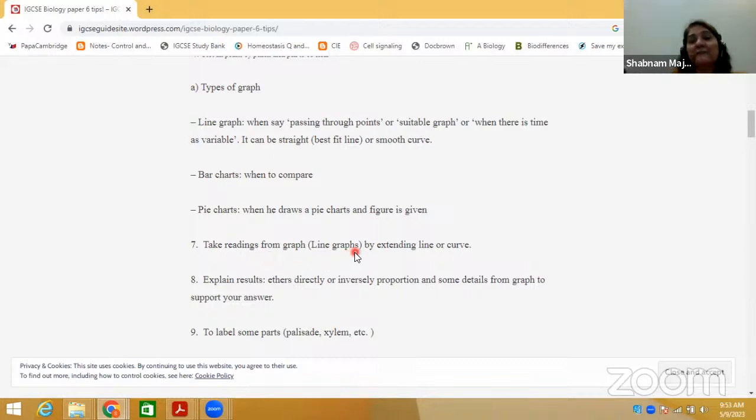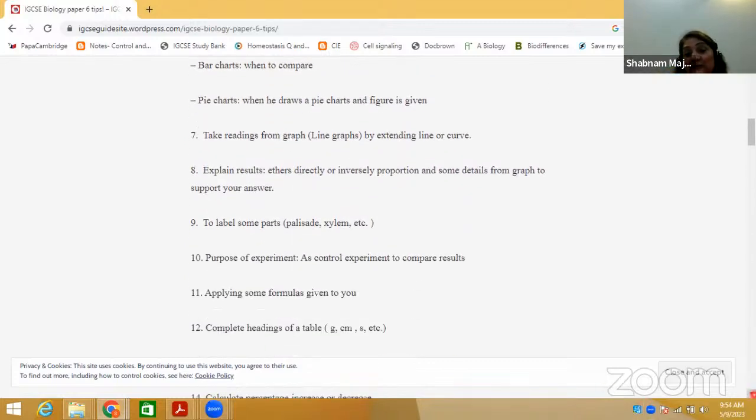Take readings from a graph, line graph, by extending the line or curve. So taking readings from a graph is very important. For example, to find an unknown concentration or an unknown water potential from the graph, you have to see how the line intersects between the two water potentials, and divide it by two. Same is the case with the other readings. You have to draw vertical and horizontal lines to see how much oxygen is given out and whatever. So it depends on the graph. You have to take the readings.